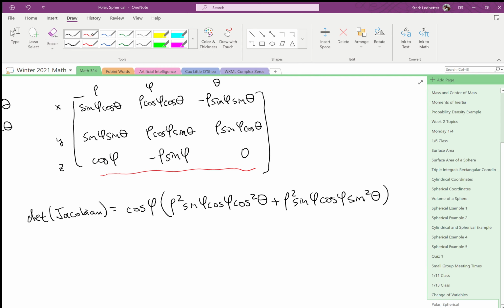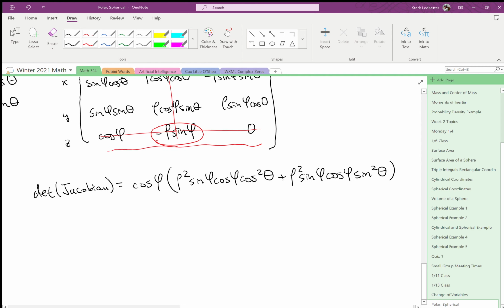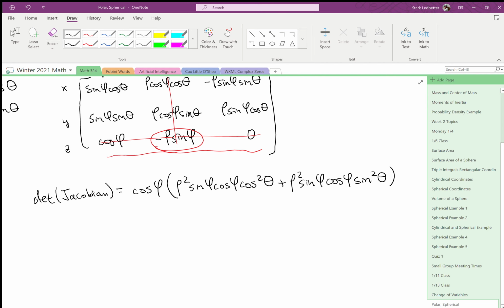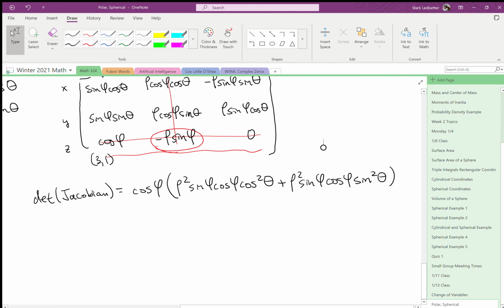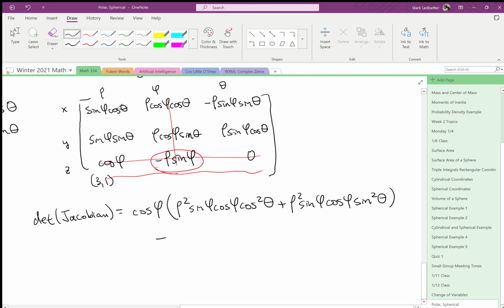Now I go back, I circle this one, cross out that row and column, and I need to alternate signs. So I went ahead and just made that a positive sign. That is row 3, column 1. So 3 plus 1 is 4, negative 1 to the 4 is positive 1. Okay, so good, I did that correctly. Now I get a minus sign, but then that entry is negative, so it's actually a plus. I get rho sine phi, and then I need to multiply by the determinant of that 2 by 2 matrix.